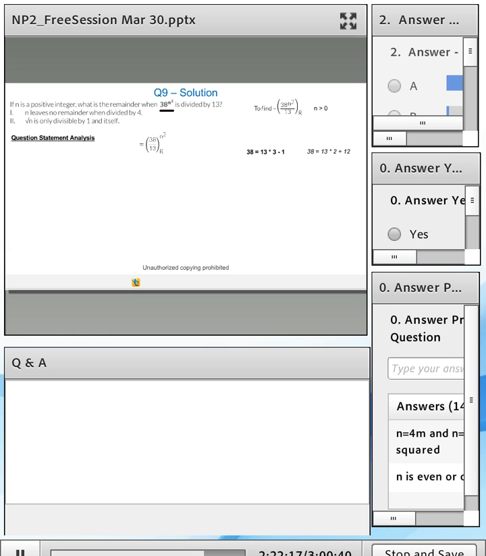Now what I have is 38 is equal to 13 times 3 minus 1. 38 is equal to 13 times 2 plus 12. Now clearly applying the negative remainder is going to be a lot more straightforward for me. That's what I apply, minus 1 raised to the power n squared. Now I don't know if the remainder is 1. So there are two possible cases. Either the remainder is 1 or the remainder is minus 1.